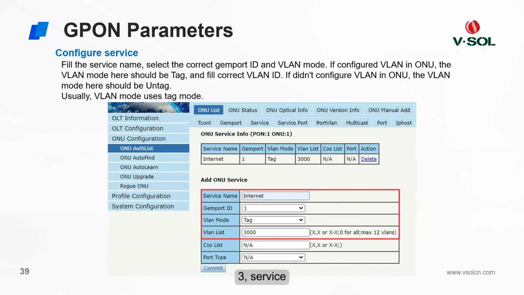3. Service. Fill in the service name, and select the correct Gemport ID and VLAN mode. If VLAN is configured in the ONU, the VLAN mode here should be tag, and fill in the correct VLAN ID. If VLAN isn't configured in the ONU, the VLAN mode here should be untag. Usually, VLAN mode uses tag mode.